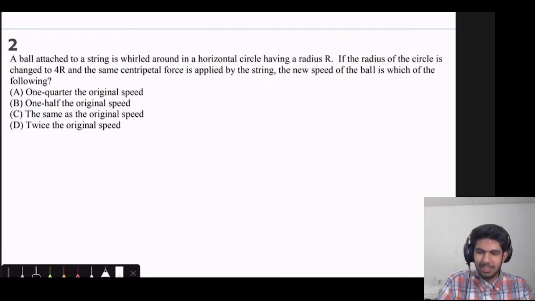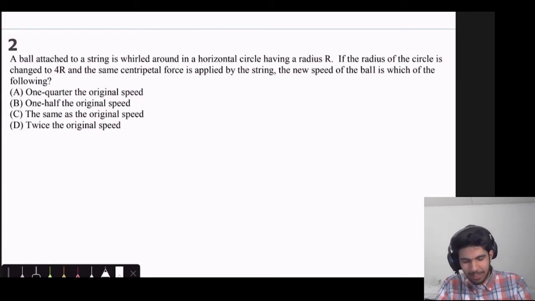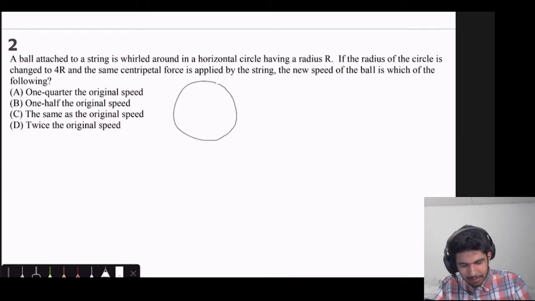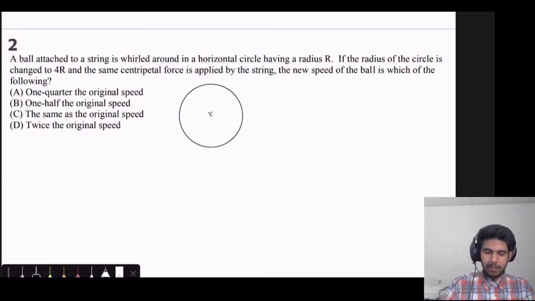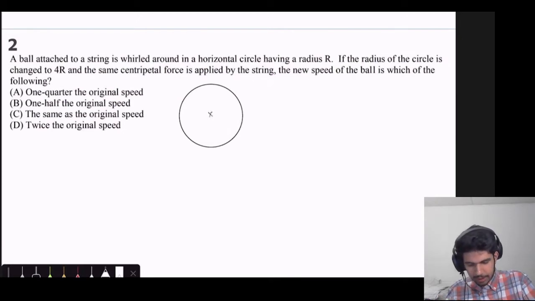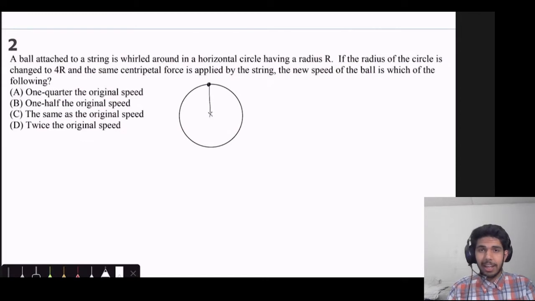So in physics, we define horizontal circles and vertical circles. So a vertical circle is something like this, where obviously that's a circle, but x is the center, and let's just say that there's a string here, and we have like a little ball, and we're swinging it in a circle.